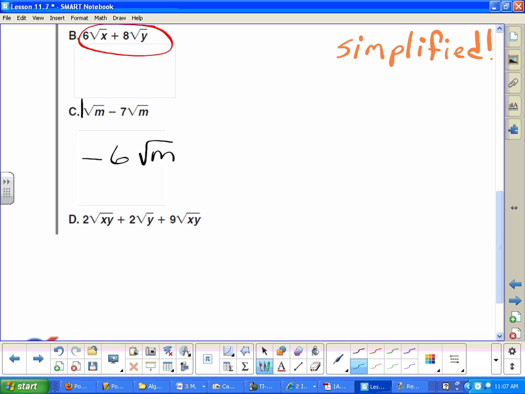Now here we have, for letter D, 3 terms. And we have to look to see if any of them have like radicals there. So this one here and this one here both have xy under the radical. So that makes them like radicals. This one here only has a y, so it's different than them. So I can combine the 2 with the xy together. So 2 plus 9 is 11. So we have 11 square roots of xy plus 2 square root of y. And that's it. We cannot combine them then.